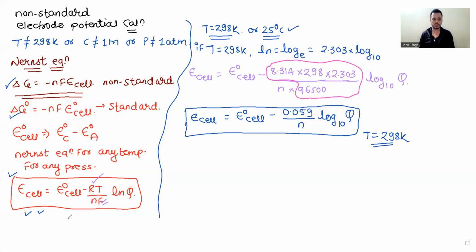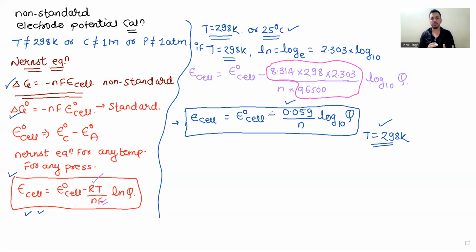So we can use this formula for any temperature, any pressure, and we have just rearranged a few things over here, and we got the conclusion for temperature 298 Kelvin, because in most of the questions it will be given as 298 Kelvin. So we are just simplifying this terminology over here for our better understanding.